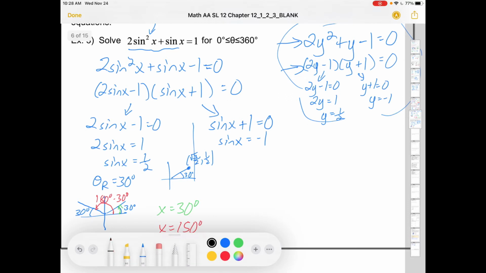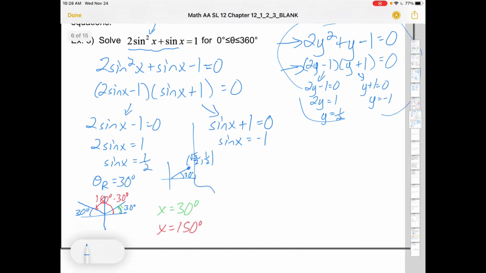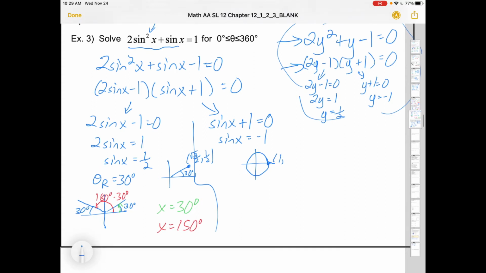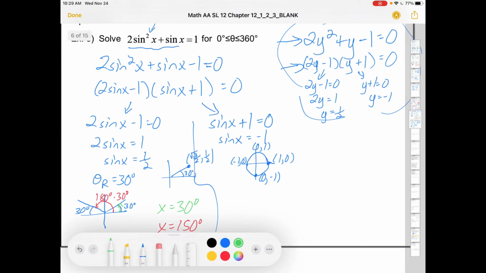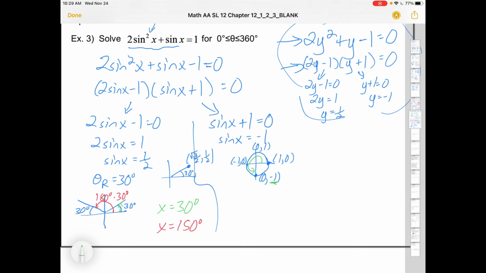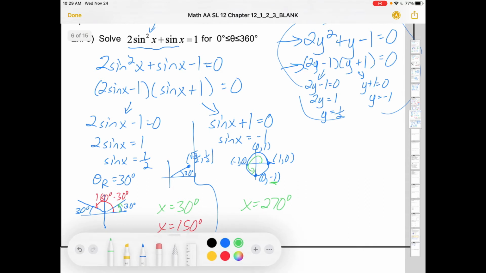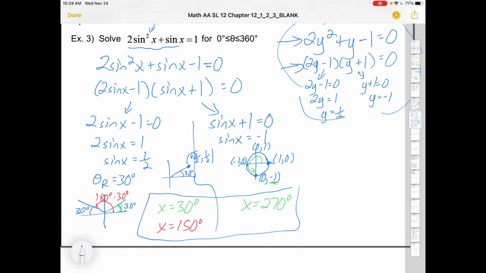If we want to talk about the other half of the equation, sine x equals negative 1, this is one of these cases where sine or cosine is 0, negative 1 or 1. So the points on the unit circle are 1, 0; 0, 1; negative 1, 0. These are the quadrantal points, or the points that are on the axes. Which one of these represents a sine of negative 1? We'd have this one right here, the y value of negative 1, which means an angle of 270 degrees. All three of those will be our answer.